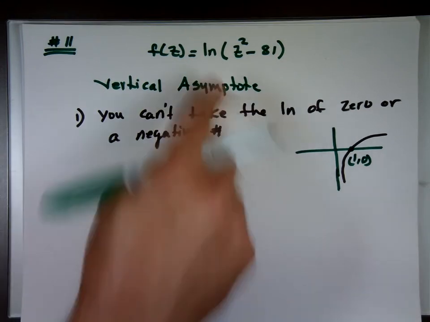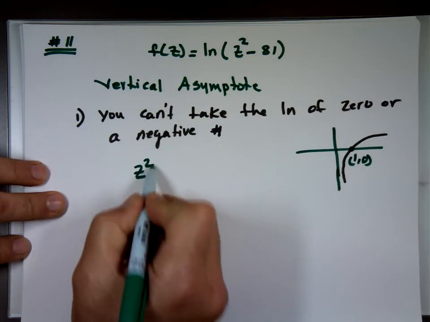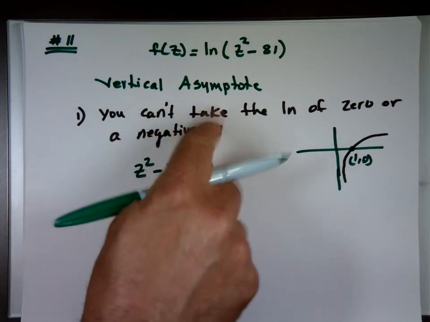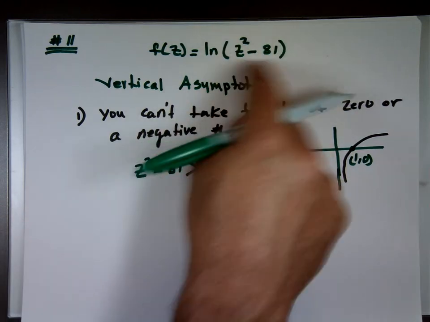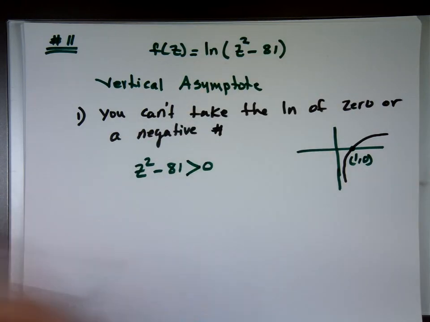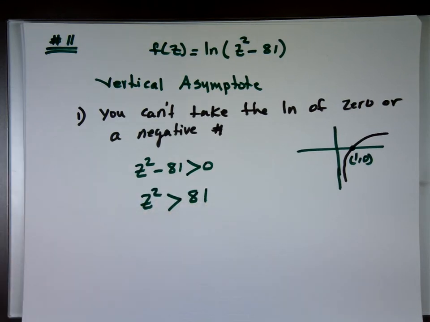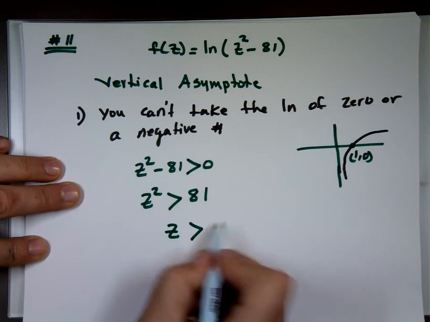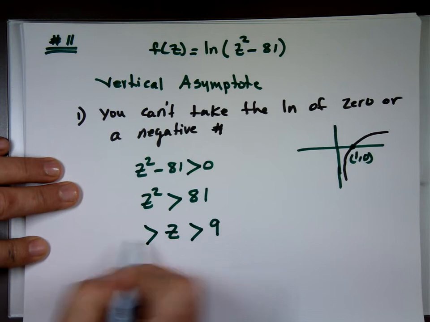Now, here, because this is z squared minus 81, I need to find out when z squared minus 81 is going to be greater than 0. Because we said you can't take the log of a negative number or 0. So I need that to be bigger than 0. That means z squared has to be bigger than what? 81. Well, to be bigger than 81, z itself has to be bigger than, what's the square root of 81? 9, and less than what? Negative 9.